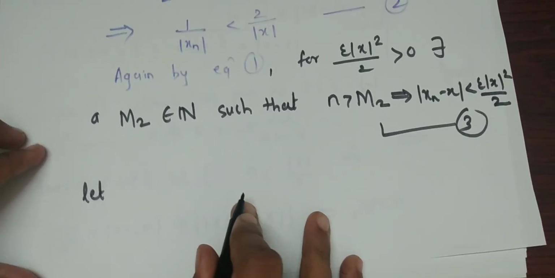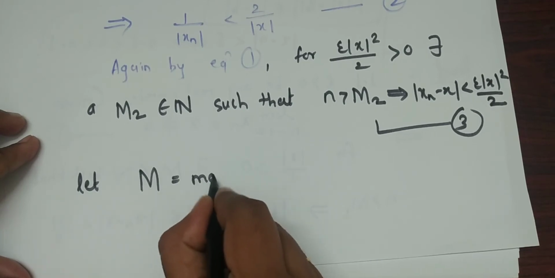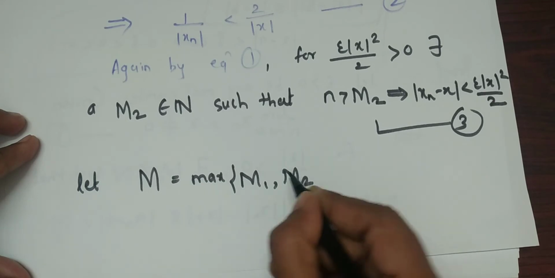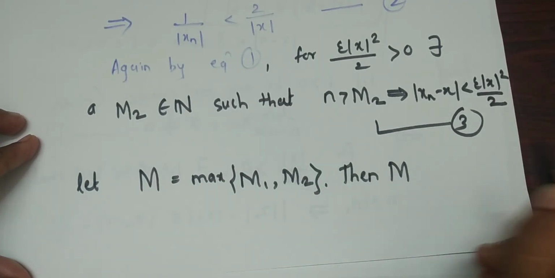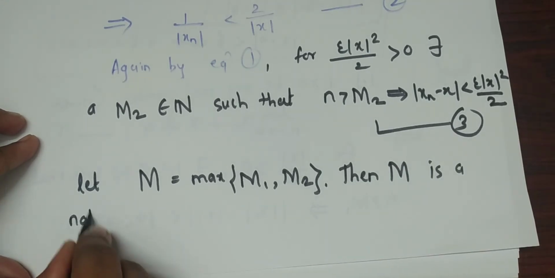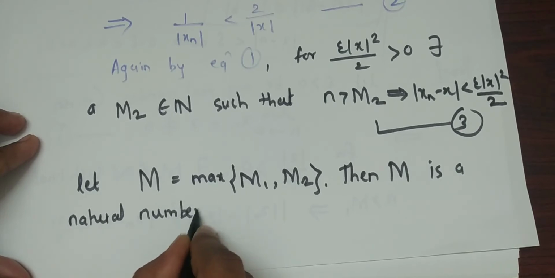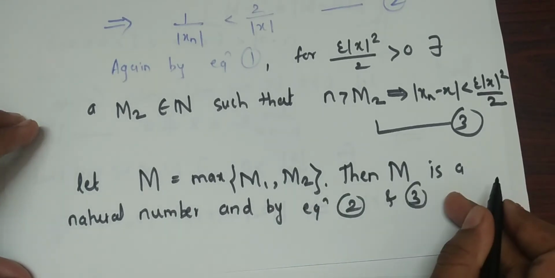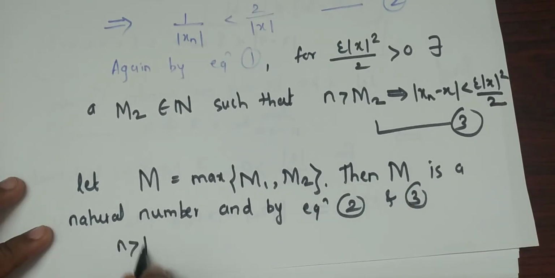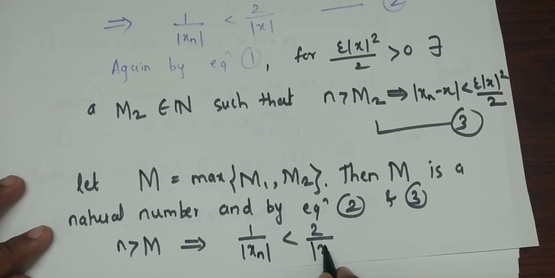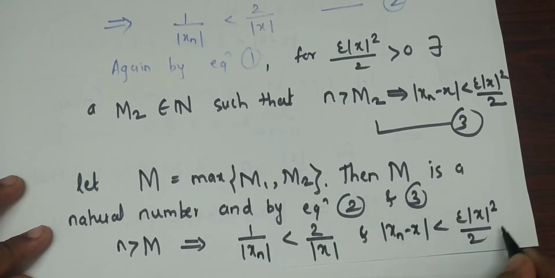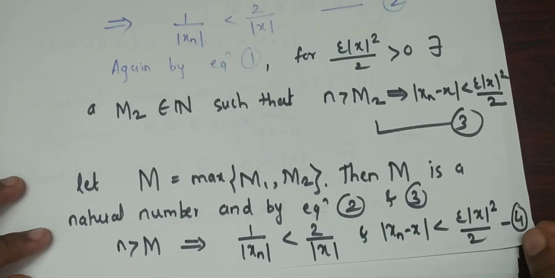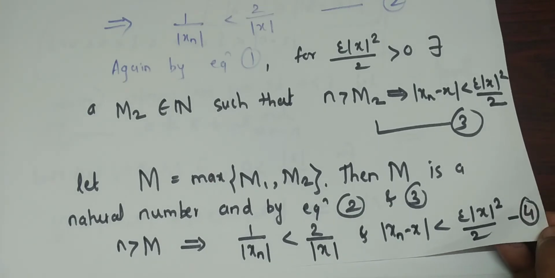Let m be equal to maximum of m1, m2. Then m is a natural number, and by equations 2 and 3 we can say that n greater than m implies 1 upon mod xn is less than 2 upon mod x, and mod xn minus x is less than epsilon mod x square by 2. Call this equation number 4.